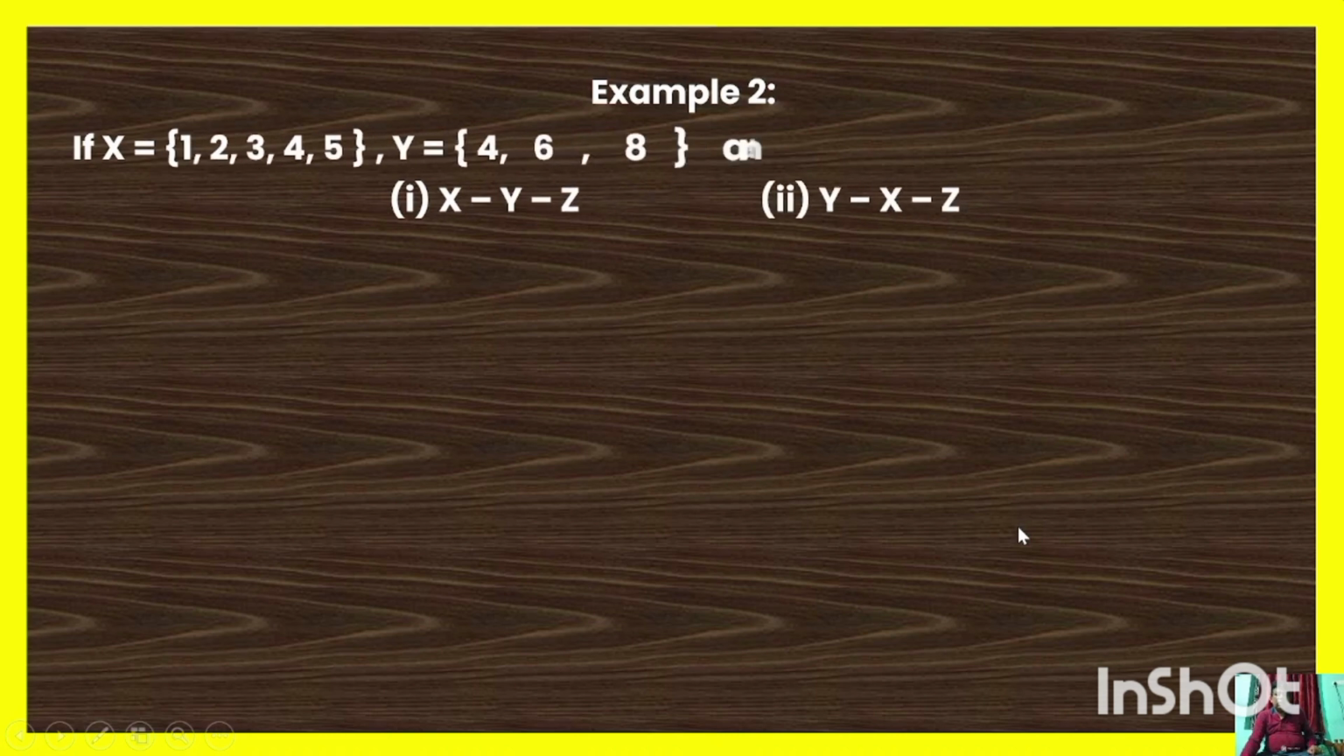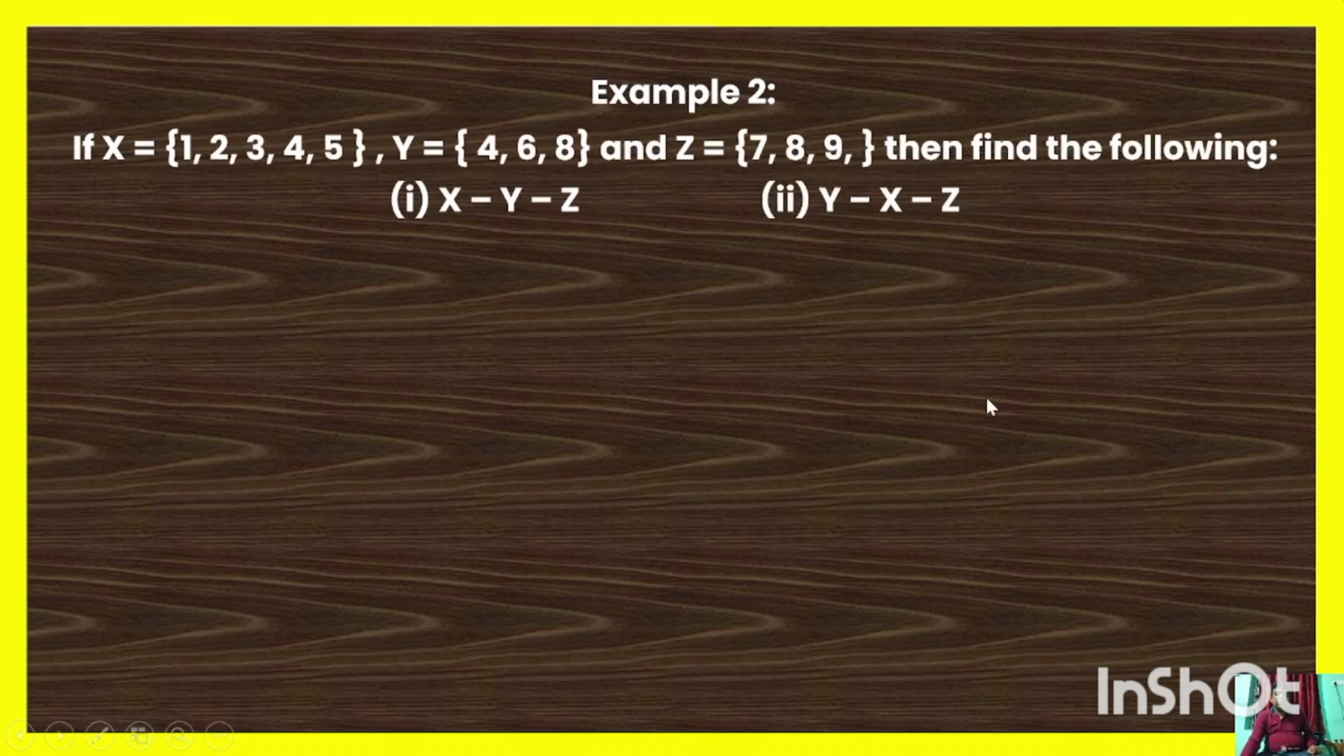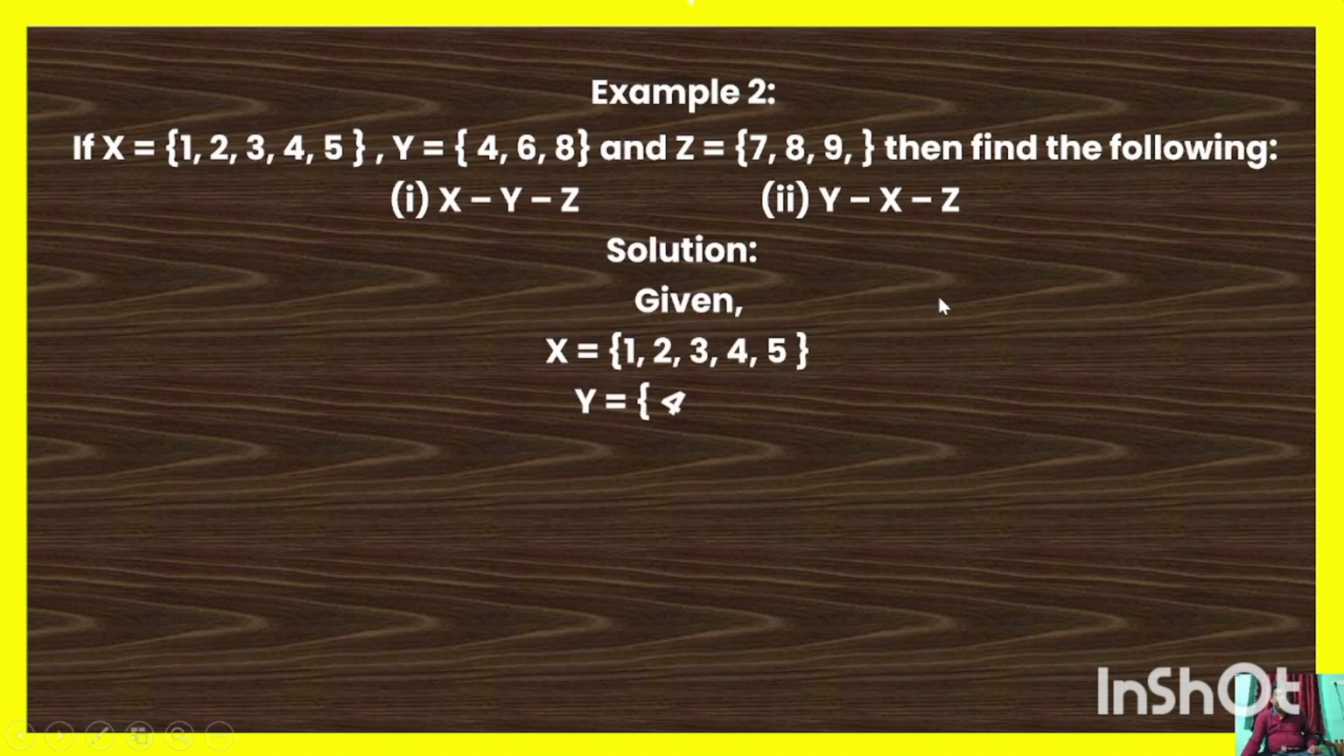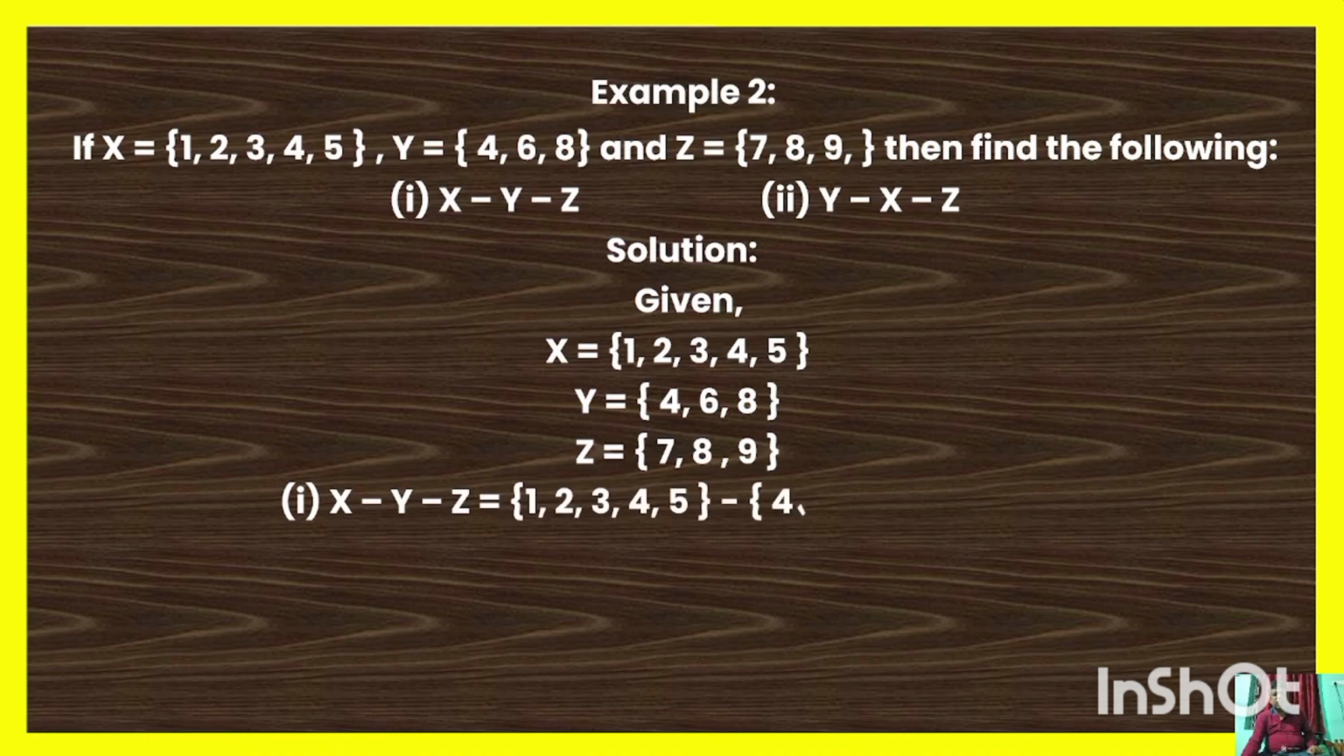Another example, here I am going to explain the difference of three sets. Here you see these sets x, y, z. Three non-empty sets. You have to find out x difference y difference z. Second point, y difference x difference z. So x difference y difference z means those elements are not in y and z. And y difference x difference z means those elements are in y but are not in x and z. Clearly you see. Last point, x minus y minus z.